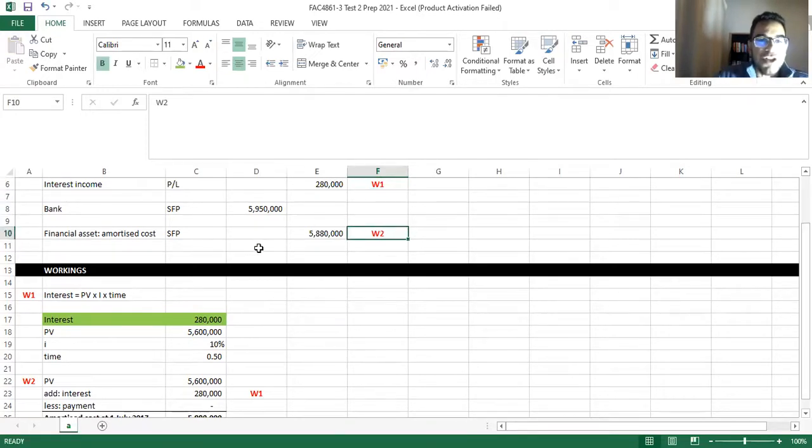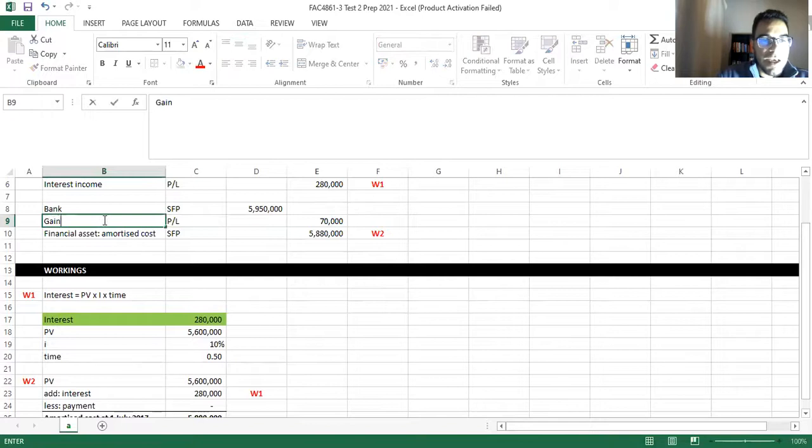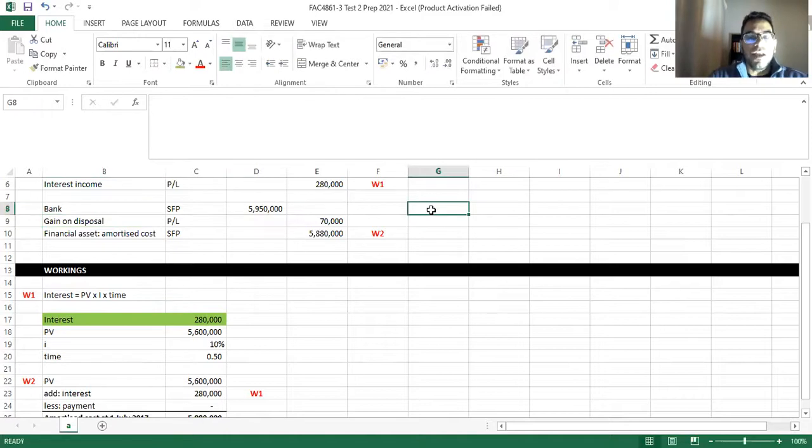As you can see, the journal entry is not balancing. We are missing the difference between the two. We are missing 70,000 Rand. That 70,000 Rand will go to P&L. What do we call it? Gain on disposal. So it goes to other income effectively. So that is the journal entry.